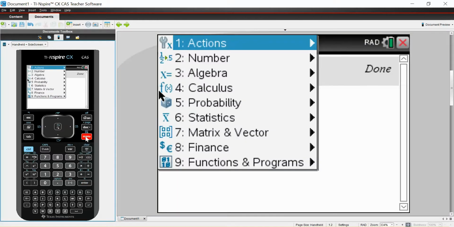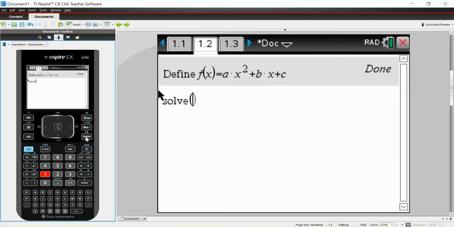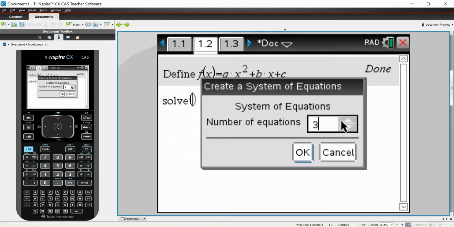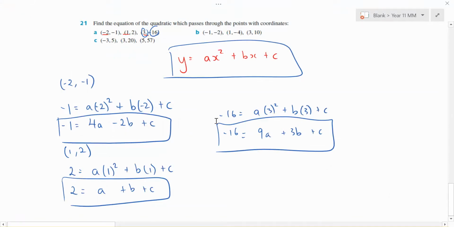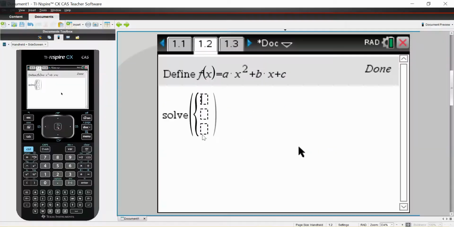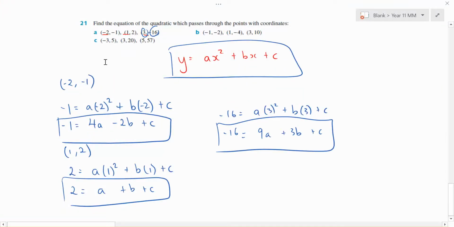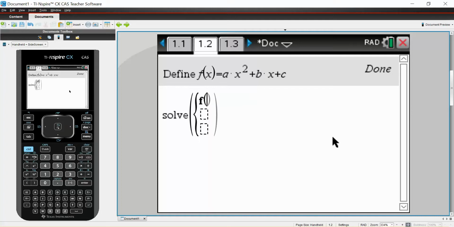Yes, again, menu, 3, solve. Okay, I've got 3 equations to input, right? So here we go, 3 things that I can input. Instead of typing the whole equation again, which takes too long, defining makes it easy. Now all I have to do is say f of when x is equal to -2, y is -1. That's the first coordinate. So when x is -2, y is meant to equal -1. Okay, that's my first one.